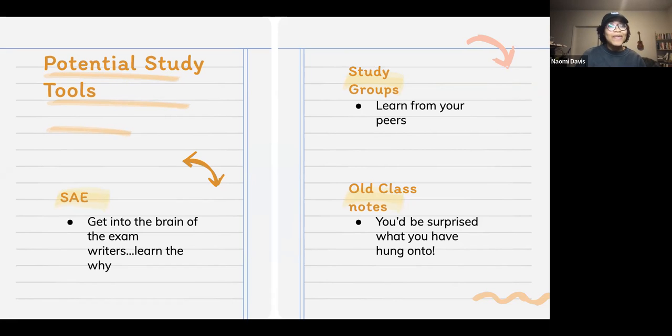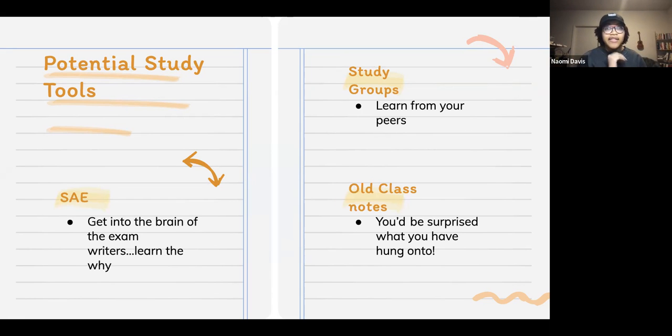Reviewing theory and my theory notes was so valuable for that exam in a way that I don't think I would have thought to do if someone hadn't told me, oh, don't forget to study theory because theory is kind of embedded in most of the questions on this exam. It's like woven throughout. So those are some potential study tools.